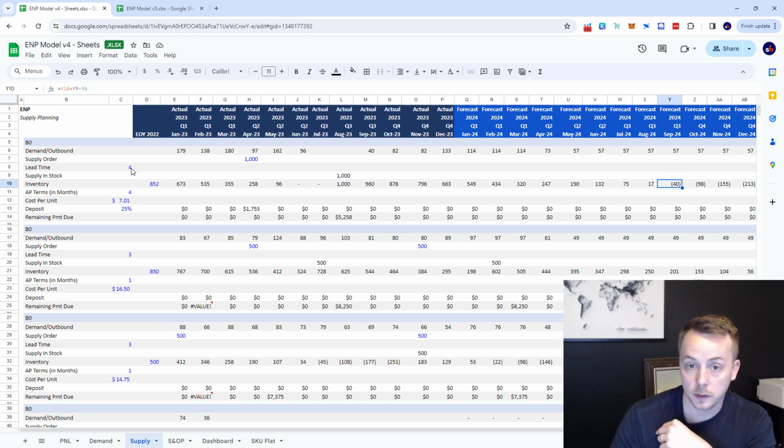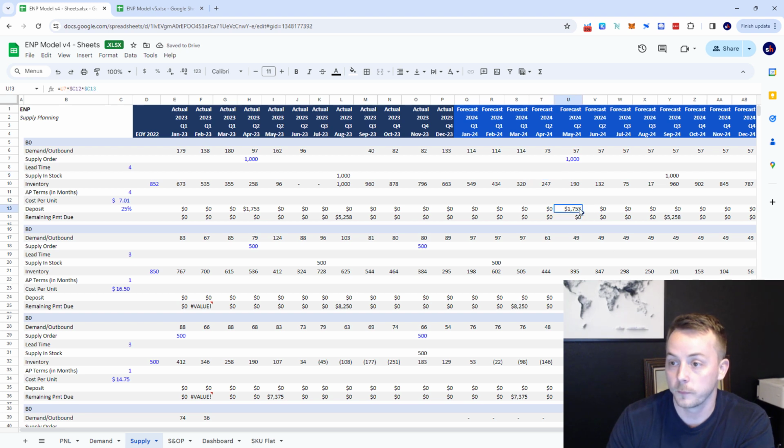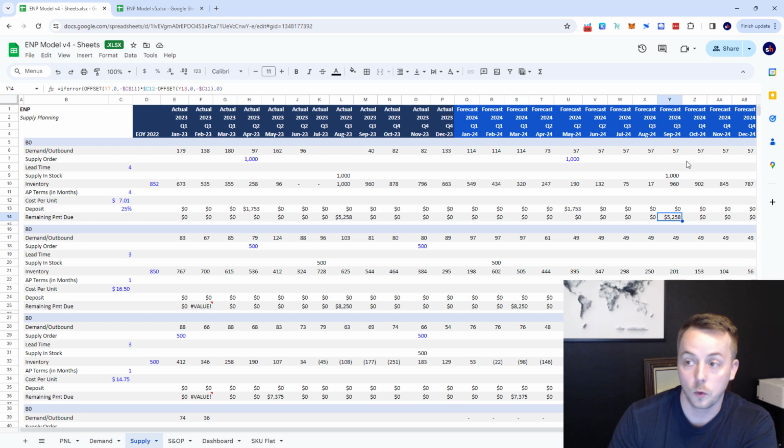So if you have a 4 month lead time, and right here is where you'll be negative 40 units given what you forecasted, you can work back 1, 2, 3, 4, and that's where you need to order another 1,000 units, and it will tell you that's when you need the cash on hand for deposit and when to expect to pay the remainder of the bill when that inventory arrives.